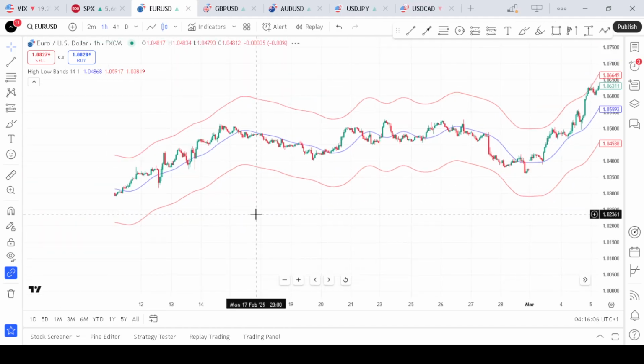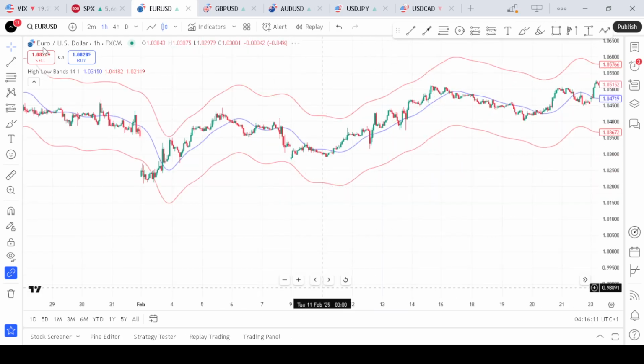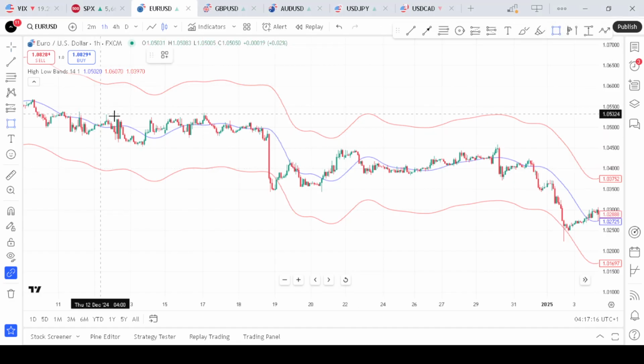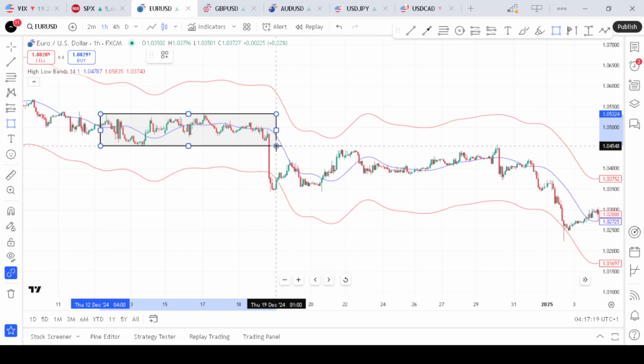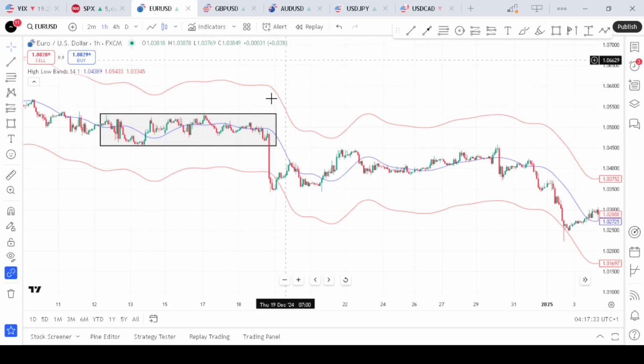First of all, identify the consolidation phase. As we can see from this area, the market is in a consolidation phase here, moving sideways. So you have to identify your consolidation phase when price moves in a narrow range between the bands. You enter a long position when price breaks above the upper band, and you enter a short position when price breaks below the lower band.